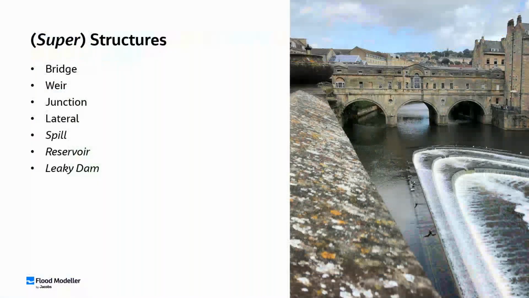We're adding a range of new structures. I've talked about the bridge already. I'll talk about the weir in a minute. Version 8 will also include the new integrated junction and integrated lateral connection. And future releases, 8.1 and 8.2, will include a new spill and reservoir connector and our new leaky dam unit. So that's a natural flood management unit.